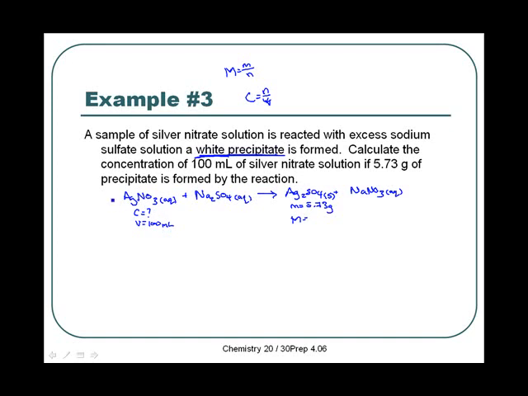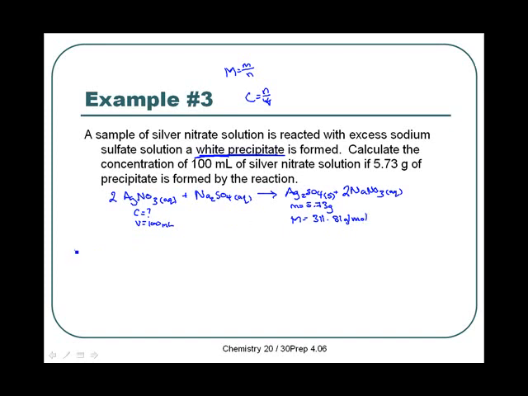I need 2 silvers, and I need a 2 in front of my NaNO3, and now we should be good. So first things first, I need a molar mass for silver sulfate. So the molar mass is 311.81 grams per mole.